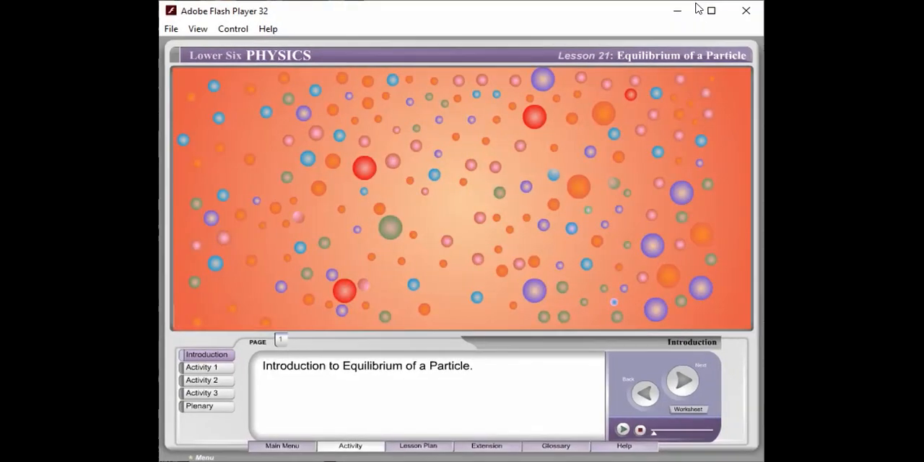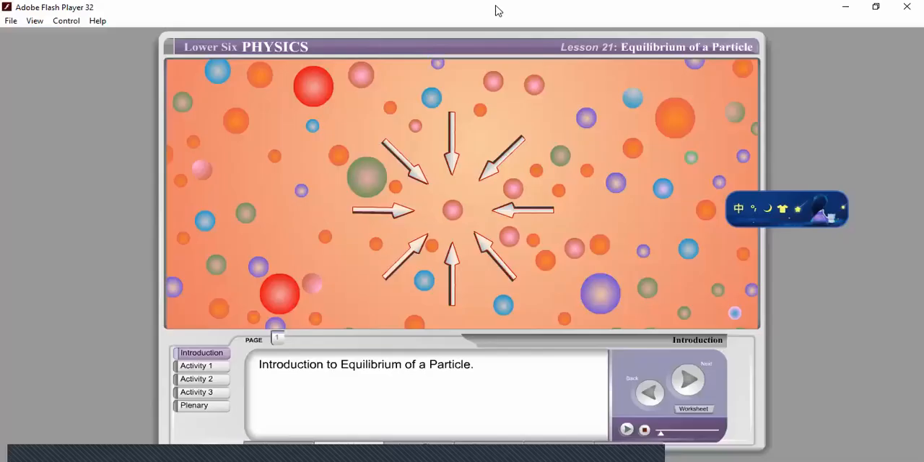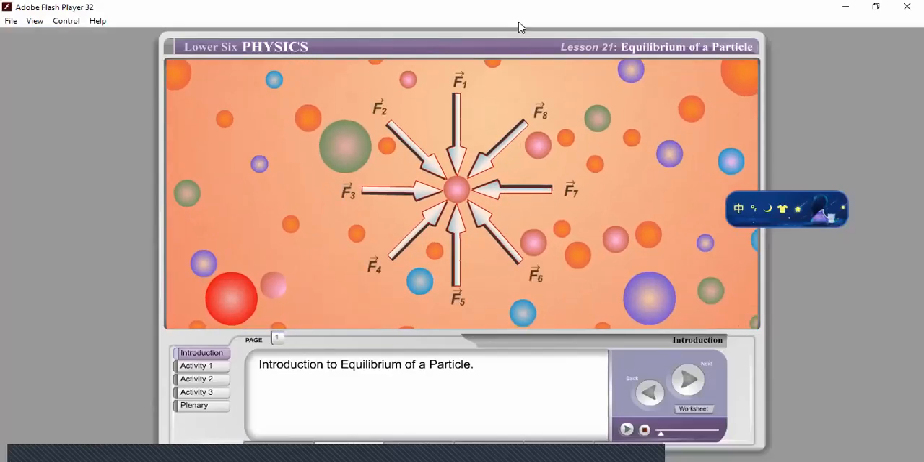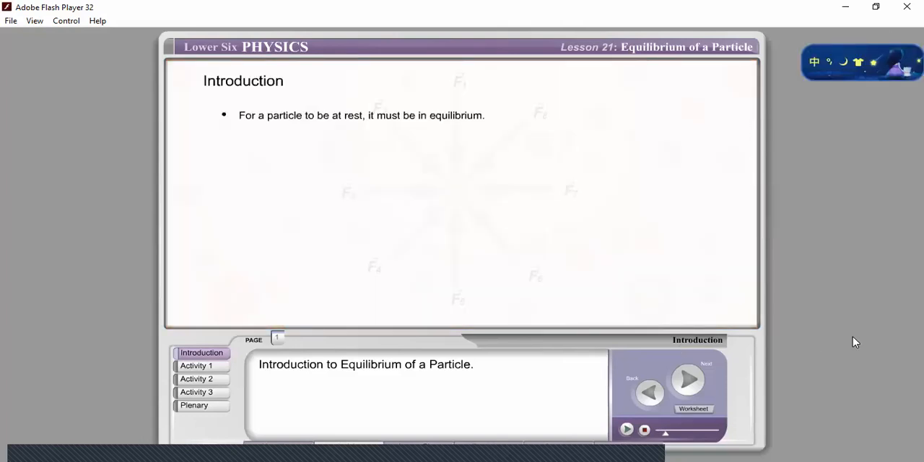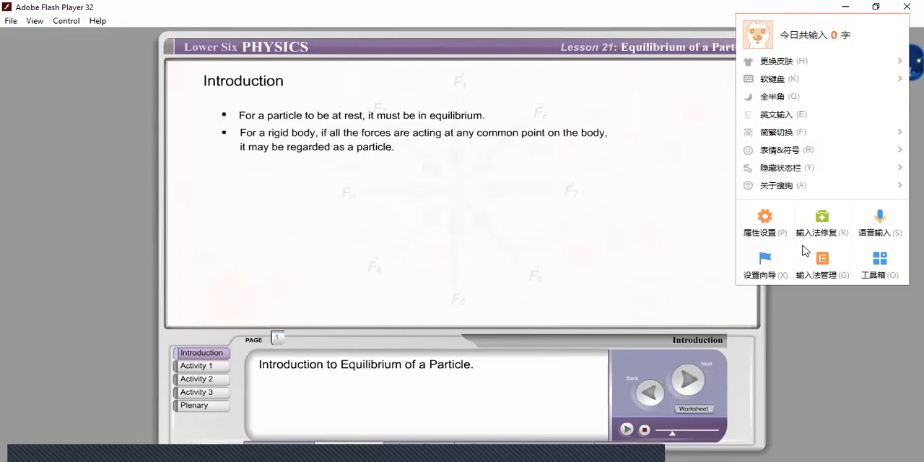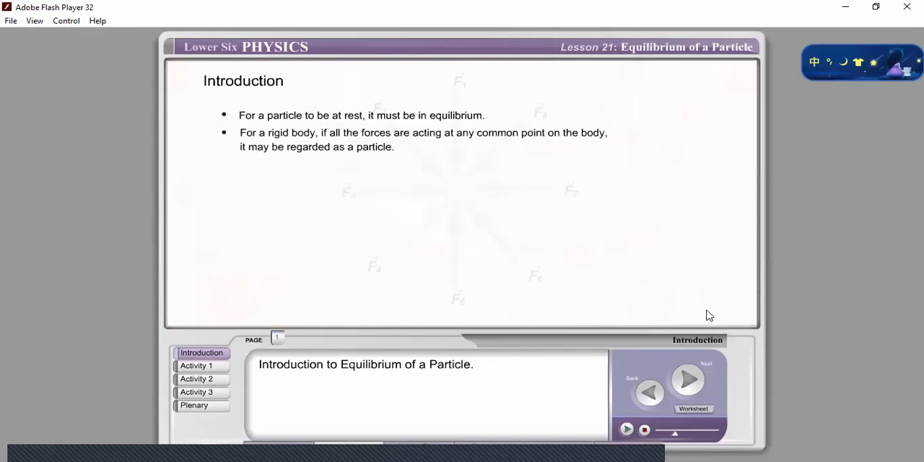Introduction to equilibrium of a particle. For a particle to be at rest, it must be in equilibrium. For a rigid body, if all the forces are acting at any common point on the body, it may be regarded as a particle. When a particle is in equilibrium, its resultant force is zero.